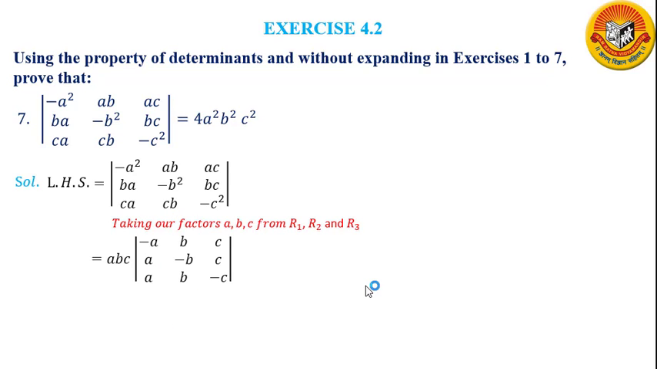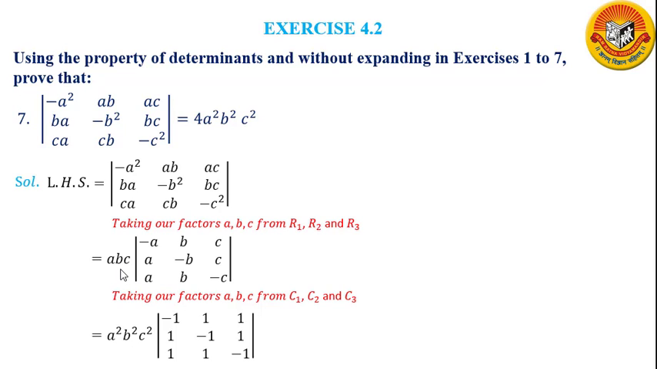Now if I add this first row and second row, what happens? These two elements will become 0. So better I first remove A, B and C from column, because see here I need A square, B square, C square. So I take A, B and C column common. So I get A square, B square, C square, and here I get minus 1, 1, 1, 1, minus 1, 1, 1, 1, minus 1.